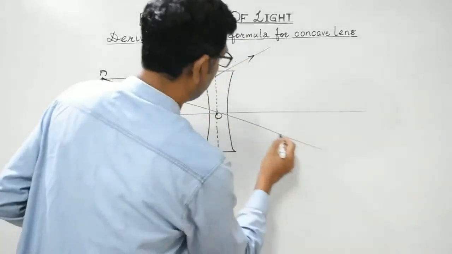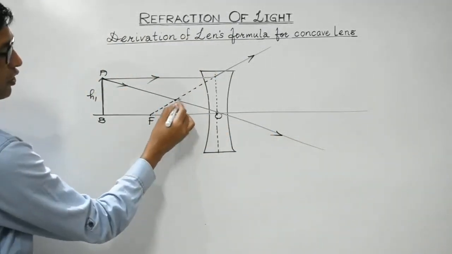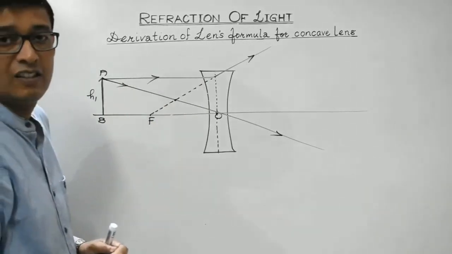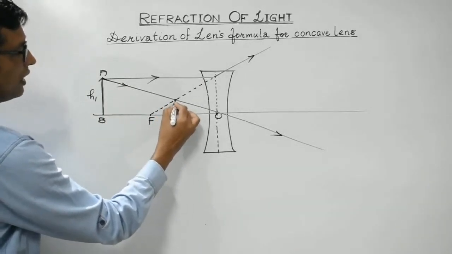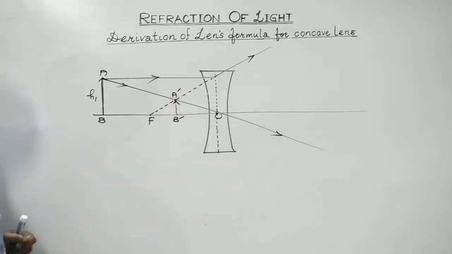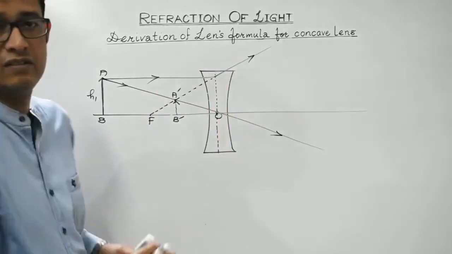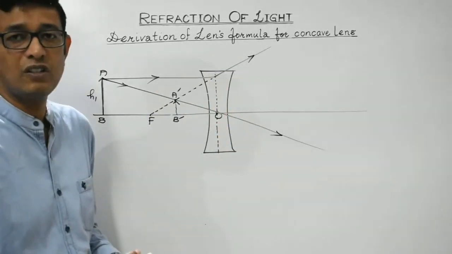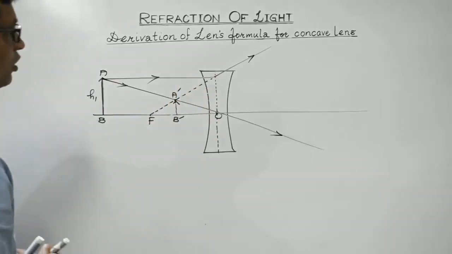So it's like this. Its path will remain undeviated. This is the intersection of the dotted line and the dark line. Here, if you drop a perpendicular, this virtual, erect, diminished image will be obtained. This is A dash and this is B dash. Clear, students? We have already done this particular topic of image formation in the case of a concave lens. I am repeating this topic again.